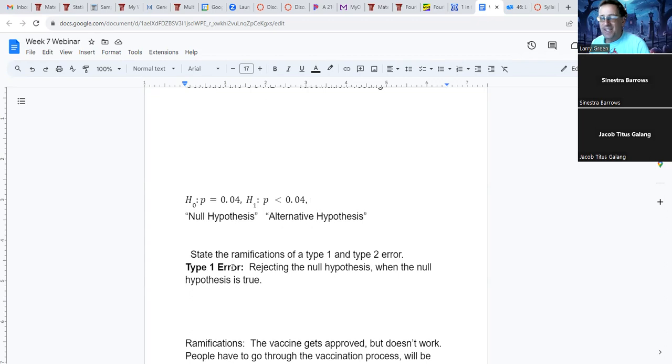Okay, so the next thing is to state the ramifications of a type 1 and type 2 error. I just want to let you know, in case you don't know this word ramifications, this is not a statistics word. It's an English word, but not everyone knows what it means. It's the bad stuff that happens because of it. What goes wrong, who gets hurt, that kind of thing. That's what ramification means. And then there's going to be what's called a type 1 error. There's going to be a type 2 error.